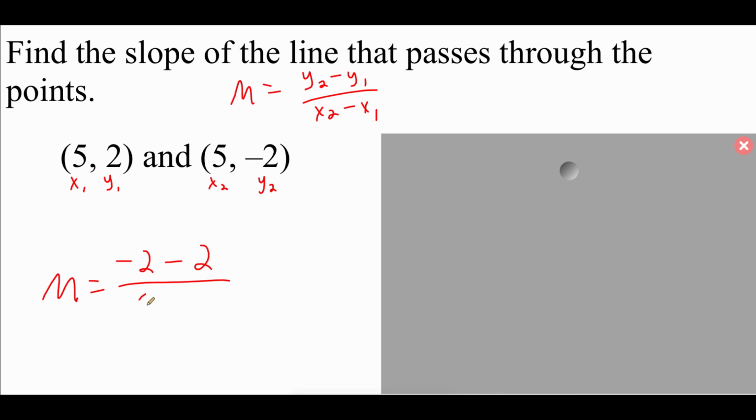My x2 value is 5, minus my x1 value, which is also 5. Now on the top, negative 2 minus 2 gives me negative 4. And on the bottom, 5 minus 5 is 0. So we have negative 4 being divided by 0. And we said that we can never ever divide by 0, so this line would have an undefined slope.